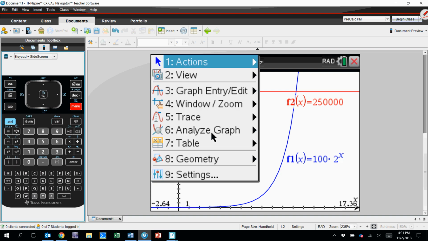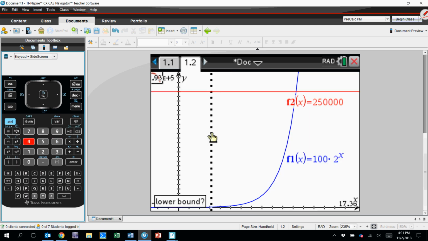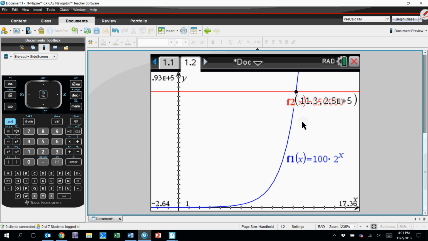And I want to go find that intersection, so that was menu, and then analyze graph, intersection, and I just make sure I'm lower, which right there I am, and then I select that, and now it asks for upper bound, so I just drag across, and then I hit enter, so it sticks on here, and then I'm going to grab it and move it so I can see it, and then there's my answer.